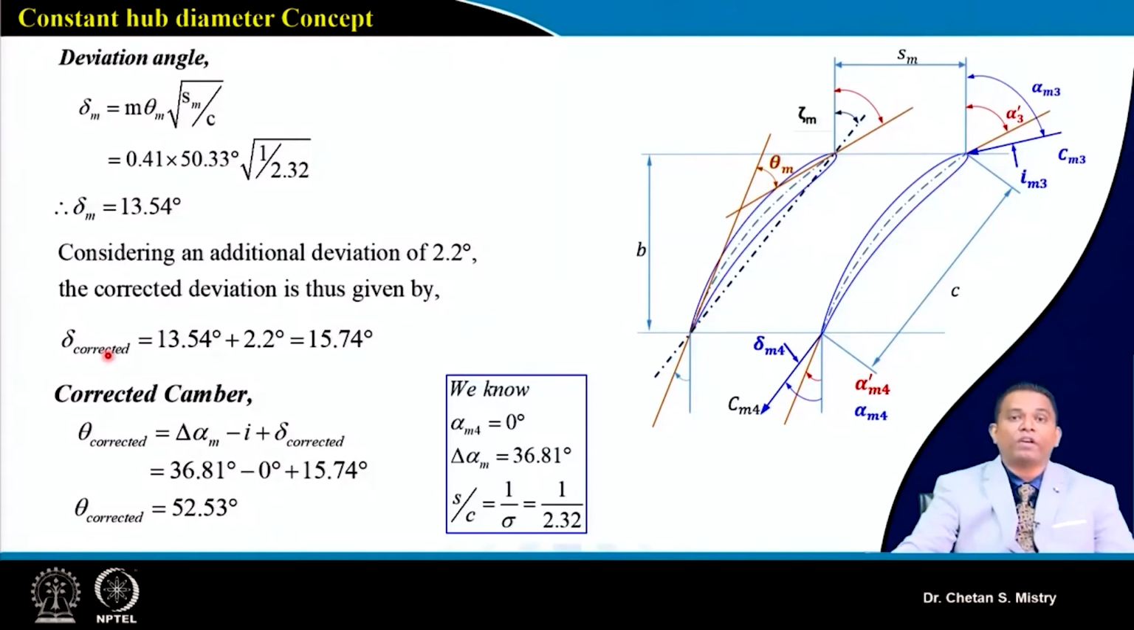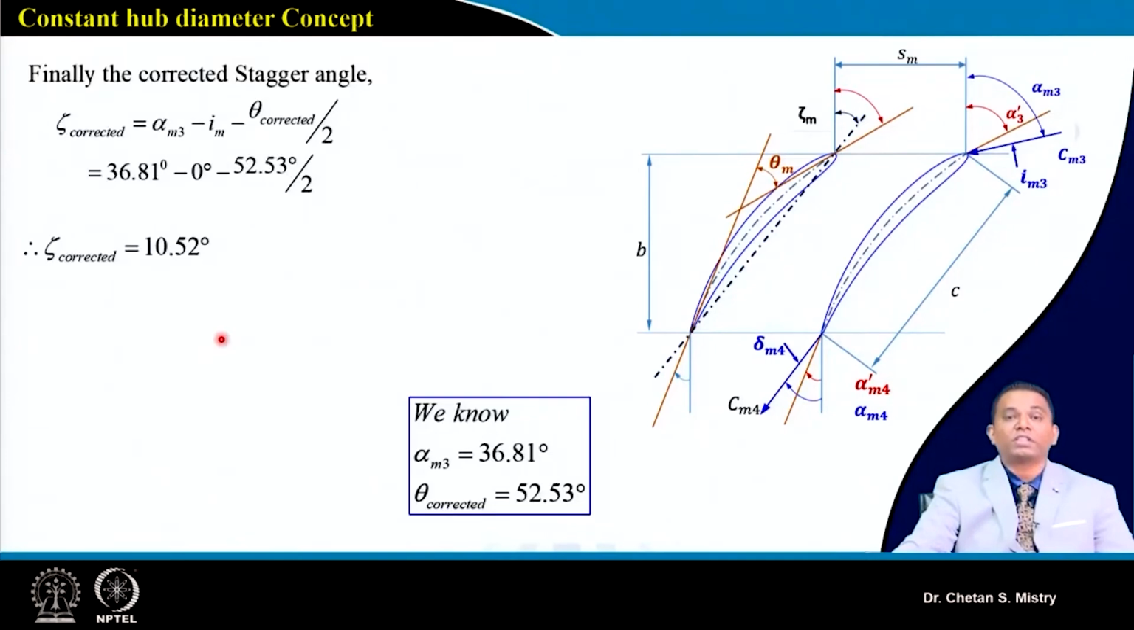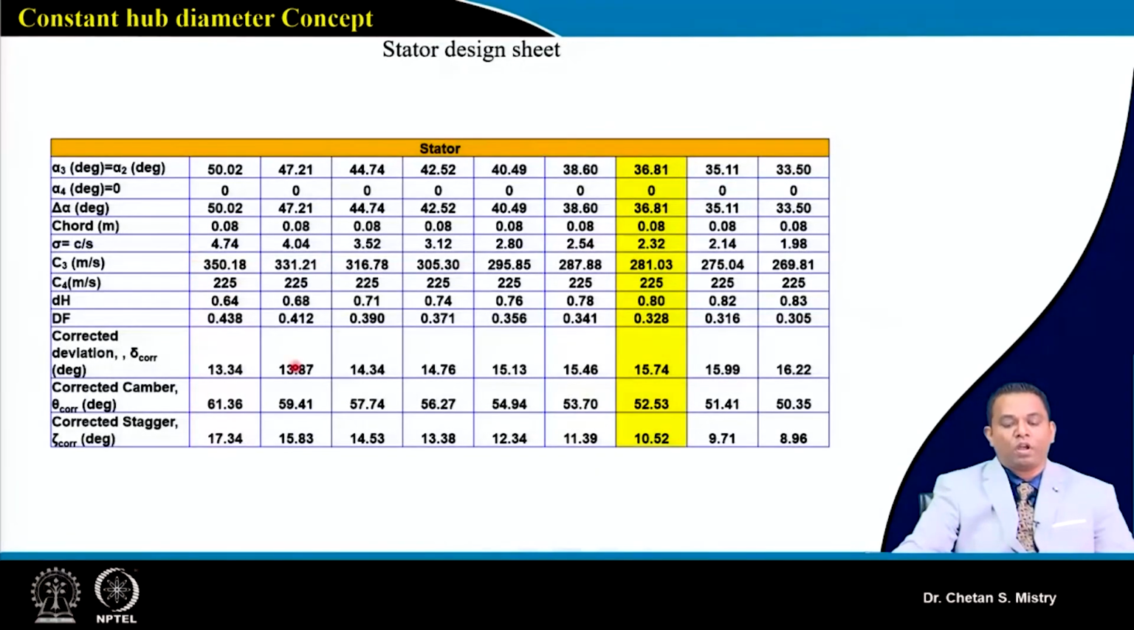Now we can calculate our deviation angle based on Carter's formula, and that is coming 13.54. As we have discussed, mainly based on your computational study, you can make a correction in the deviation angle. When you make that correction, your camber and stagger need to be modified accordingly. So this is the modified camber angle, 52.53 degrees, and this is our stagger angle, coming as 10.52. Overall, this represents our design for the stator.